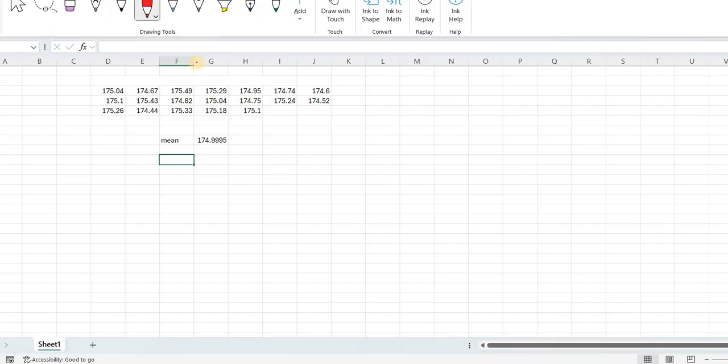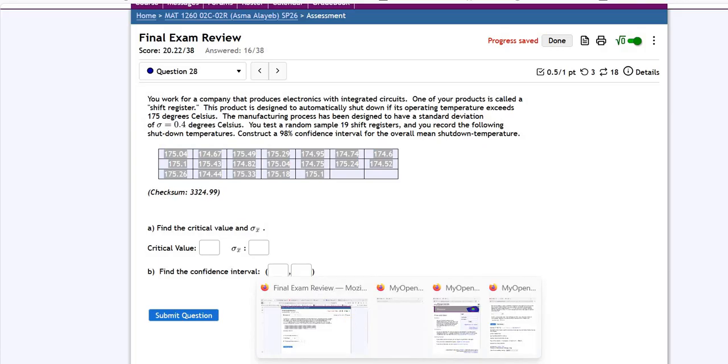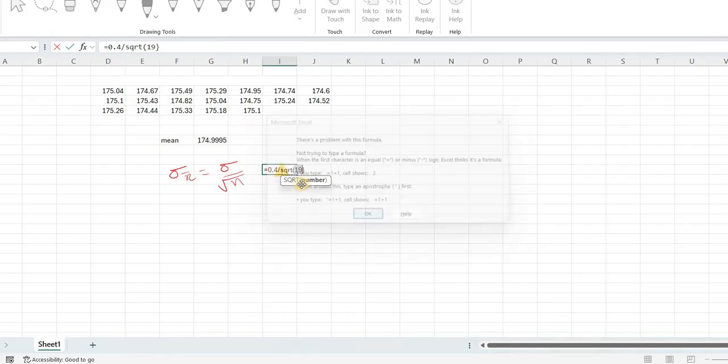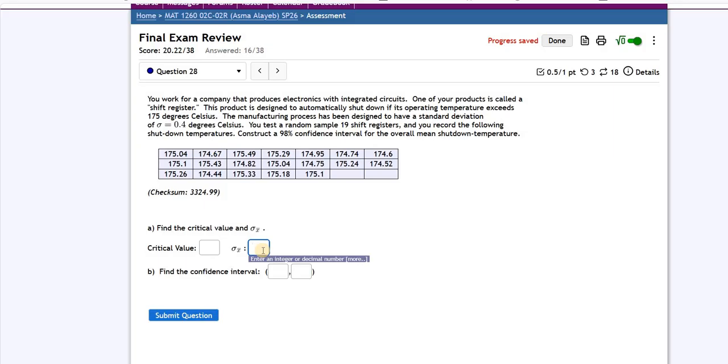Now, we need to compute the standard error, otherwise known as the standard deviation of the distribution of sample means. So the standard error is equal to the population standard deviation divided by the square root of the sample size, which in this case, the standard deviation is 0.4 and the sample size is 19. So this is going to be equal to 0.4 divided by the square root of the sample size 19. So that is the first answer that I can double check with the question, which is the standard error.